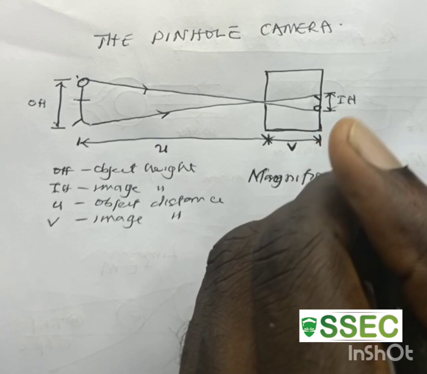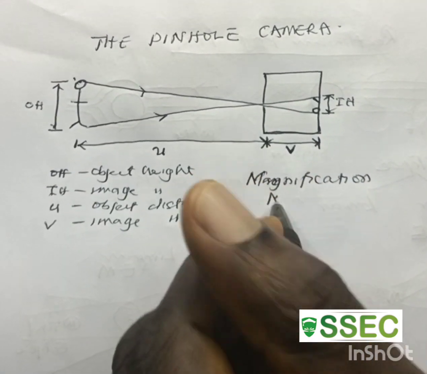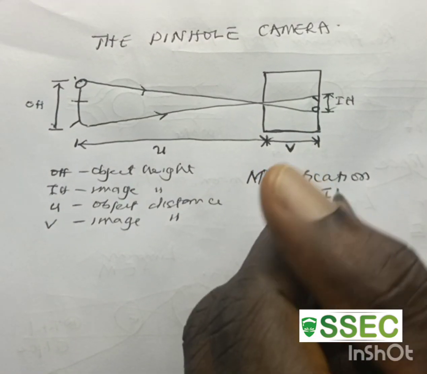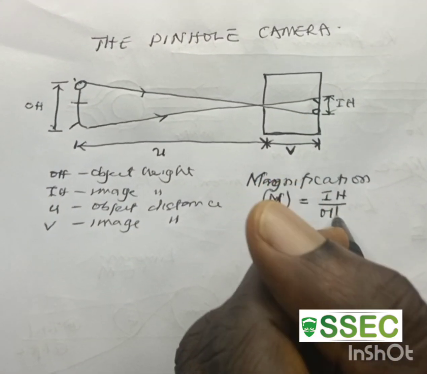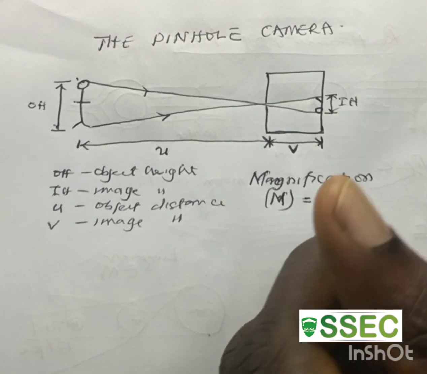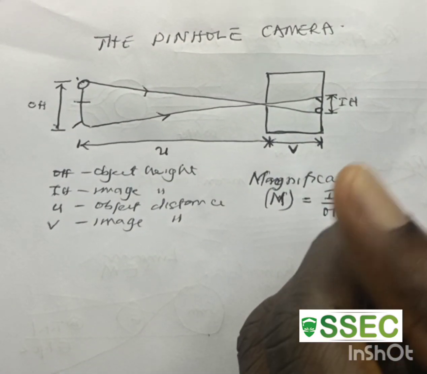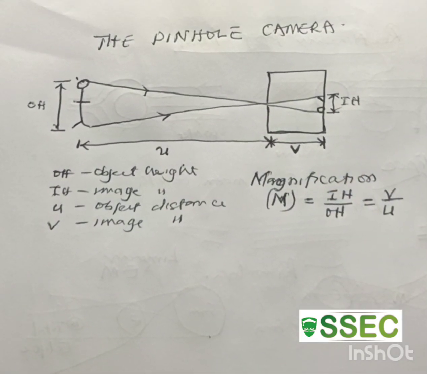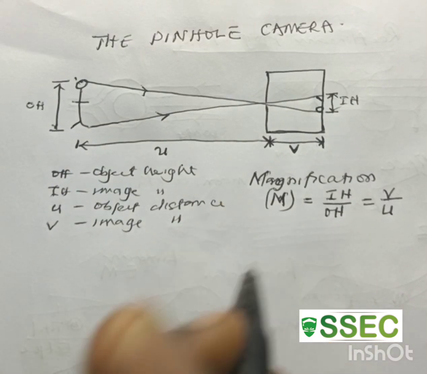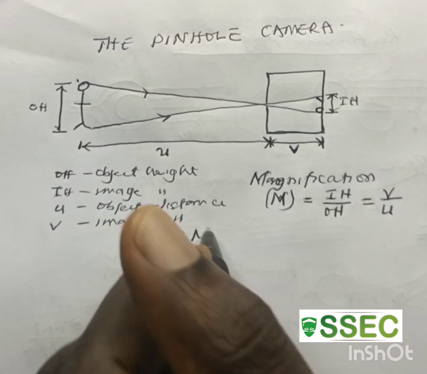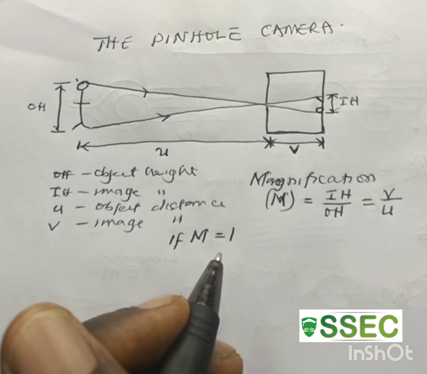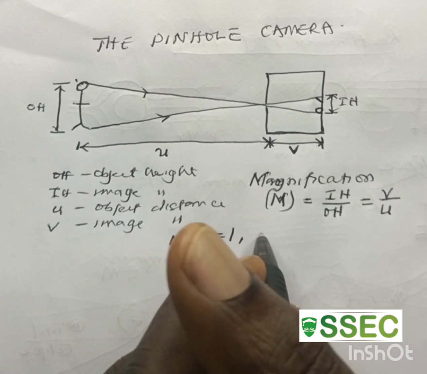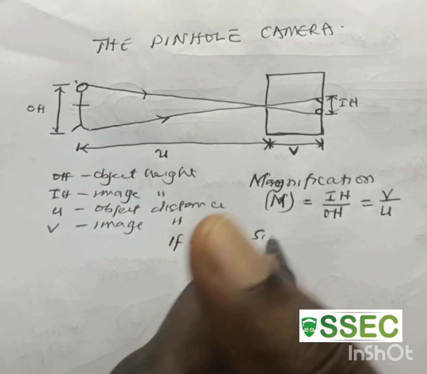Magnification, we use capital M to represent it, is defined as the ratio of image height to object height. Or we can also define it as the ratio of image distance to object distance. Now, there are some facts you need to understand about magnification. If magnification equals 1, what does it imply? What does it signify?